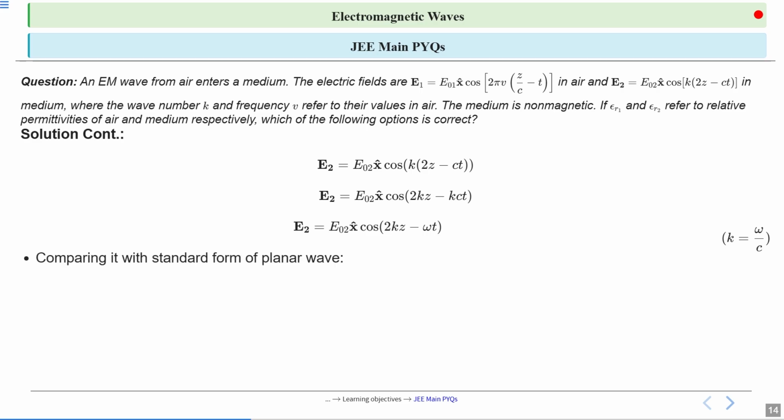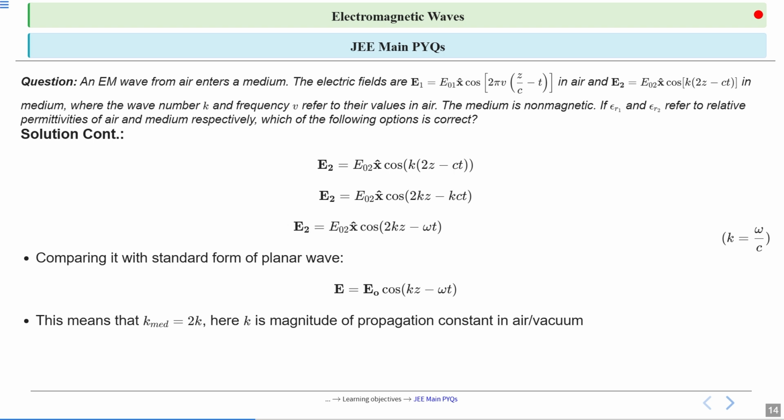Now comparing it with the standard form of a plane wave, which is E equal to E naught cos (kz minus omega t), from here, by comparing with the standard form, k medium will be 2k. So this means k medium is 2k. Here k is the magnitude of the propagation constant, or wave number, in air or vacuum.